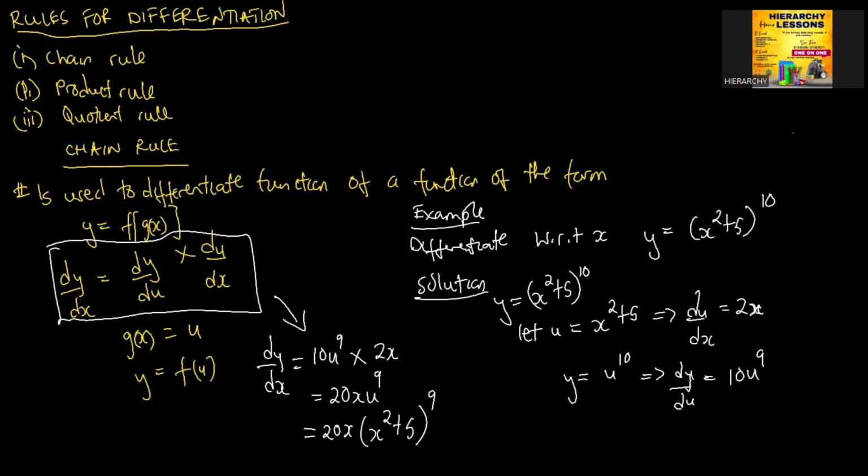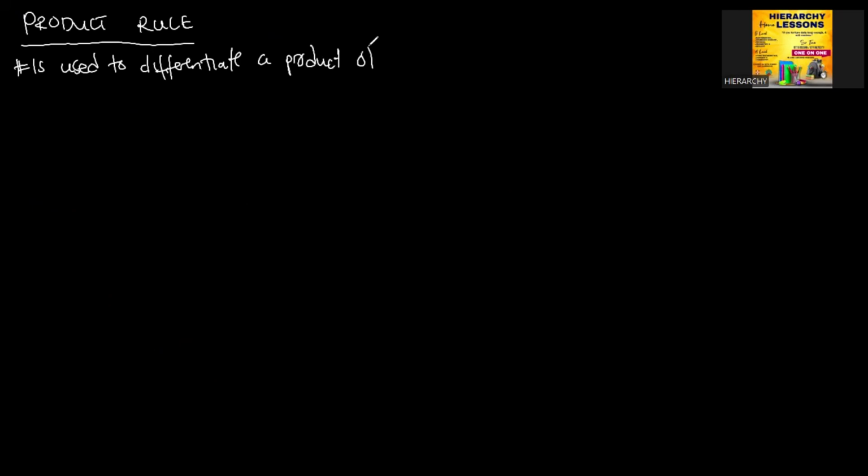So moving on to the product rule. The product rule is used to differentiate a product of two functions, so it's used to differentiate a product of the form.